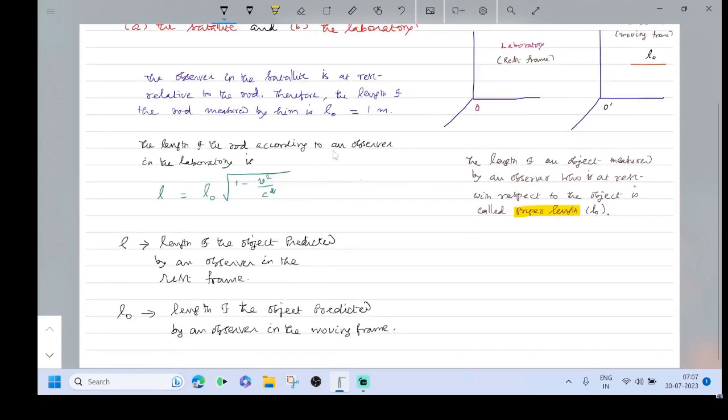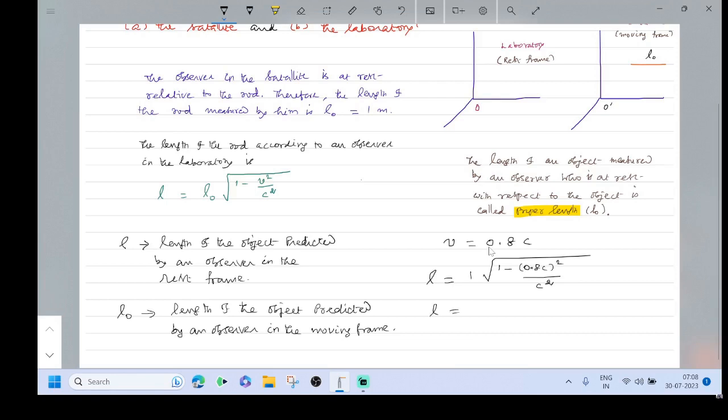The length of the rod, according to an observer in the laboratory, is L is equal to L0 into root of 1 minus v square by c square. Here the value of v is equal to 0.8 into c. Therefore, L is equal to the value of L0, 1 meter, into root of 1 minus (0.8 c) whole square divided by c square.